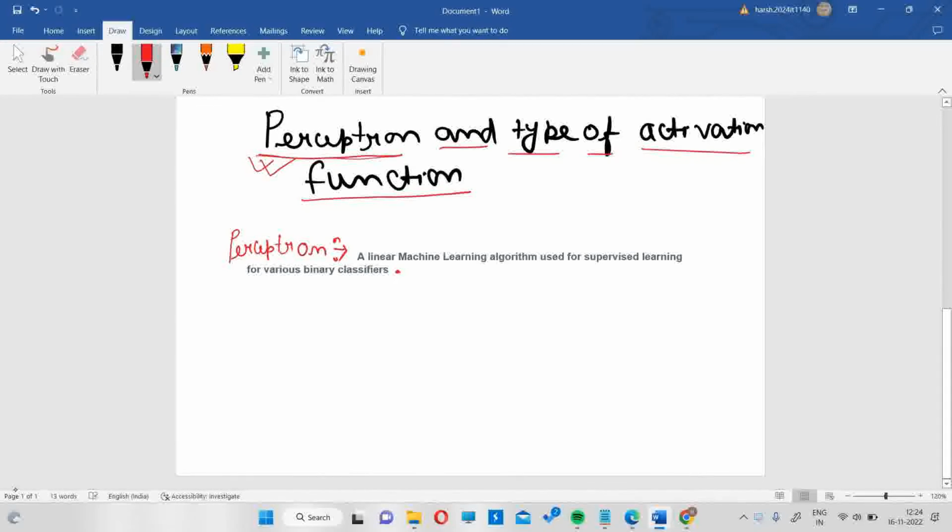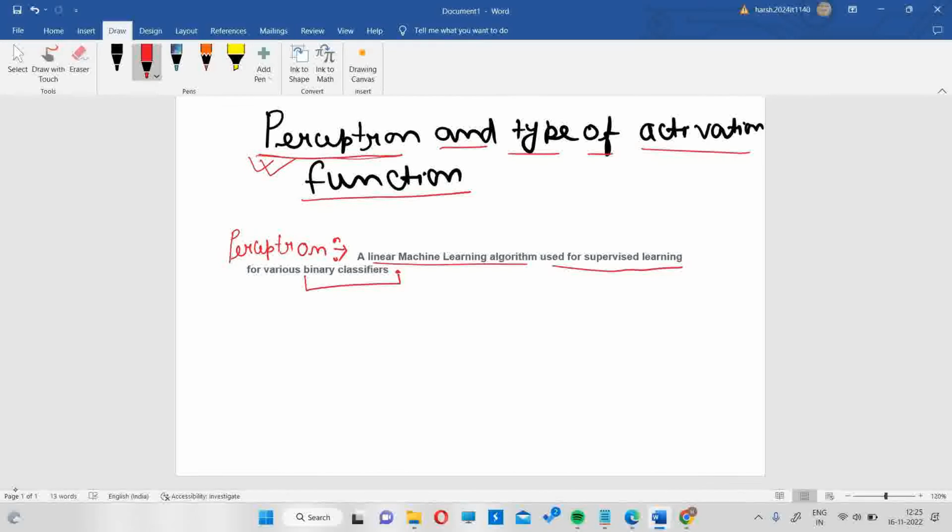What is perceptron? So perceptron is a linear machine learning algorithm which is used for supervised learning. And in which type of classification is it used? It is used in binary classification.